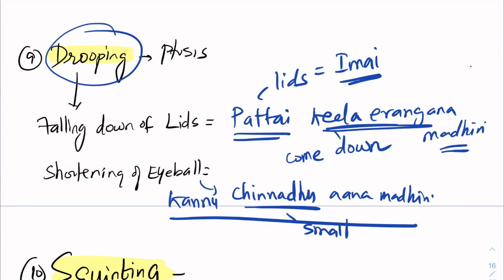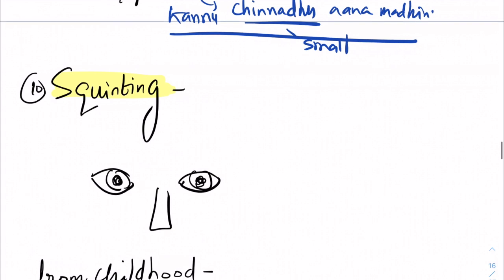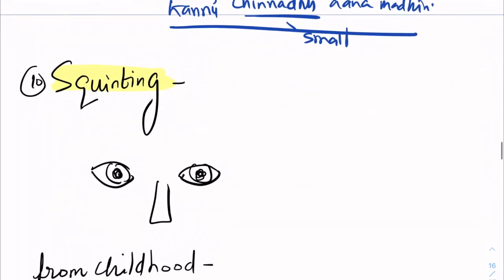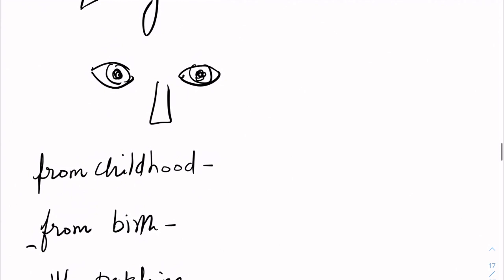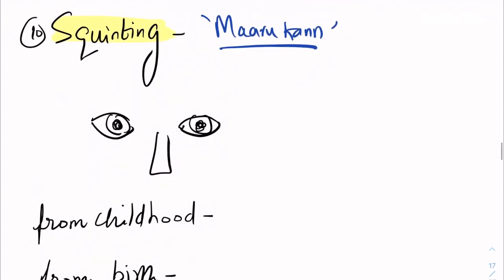Drooping of eyelids. Let's come to squinting. So squinting means marukan. Okay. So I'm writing in Tamil actually. Squinting means marukan. So squinting is marukan. Okay. Now you will ask the question, marukan irukku. Okay, which eye will you ask about? If the patient says I'm having a right eye squinting, so valadu kan marukan irukku.